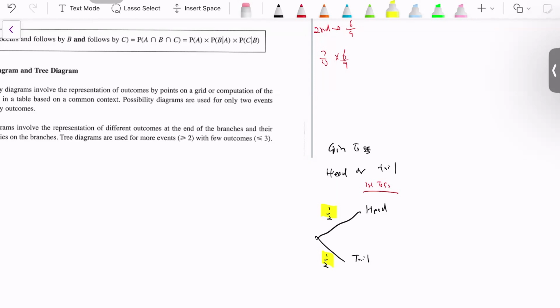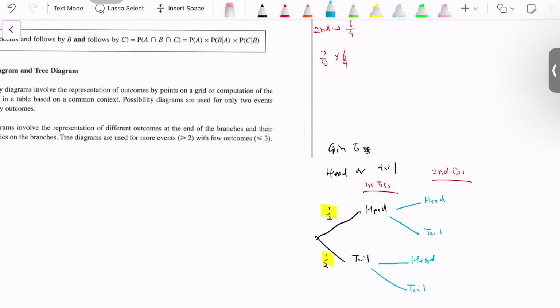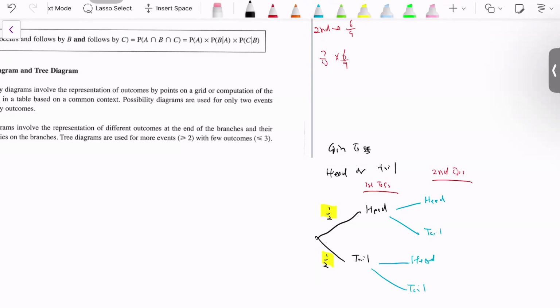Okay? So for the second coin toss, ultimately, we have to draw the next layer, which in this case is our second toss. So we draw a head and tail. Same thing, head and tail. Okay? So in this case, our first coin toss does not affect the probability of our second coin toss. So each of them is half as well.